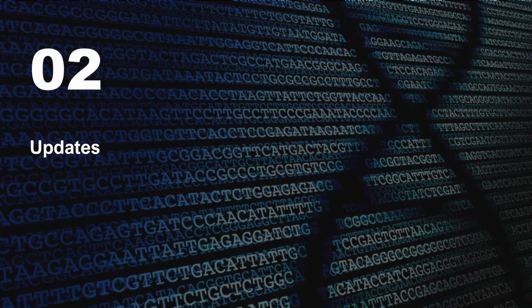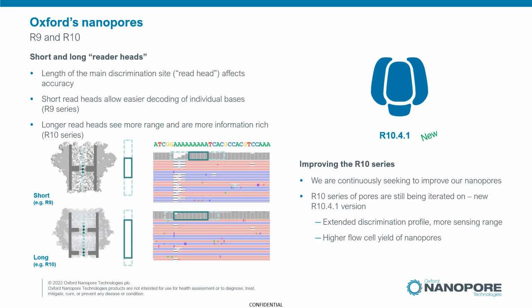Now let's dive a little further into the latest updates we've made. We recently released a new pore type called R10.4.1. The difference between this new pore and our standard R9 pore is that it has 2 reader heads within the lumen, and R9 only has 1. With 2 reader heads, we've increased the sensing region within the pore, which allows us to capture a more distinct signal and better resolve homopolymer regions. This has led to our increased accuracy.